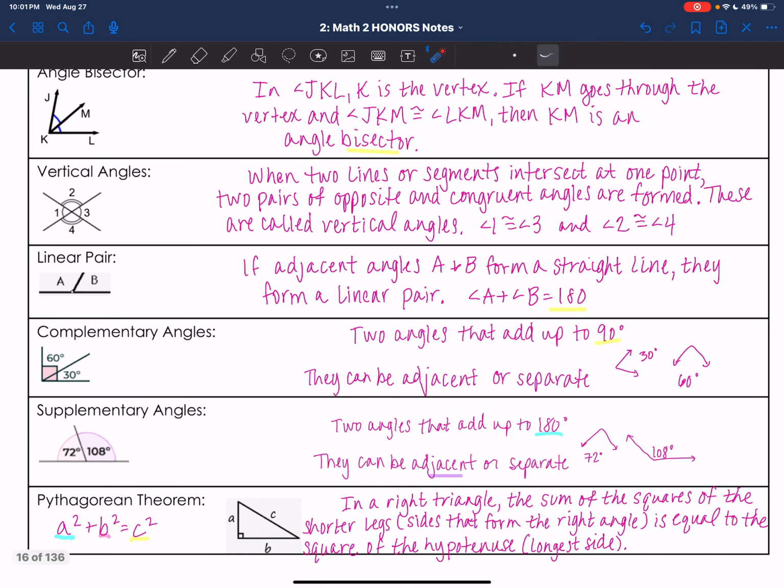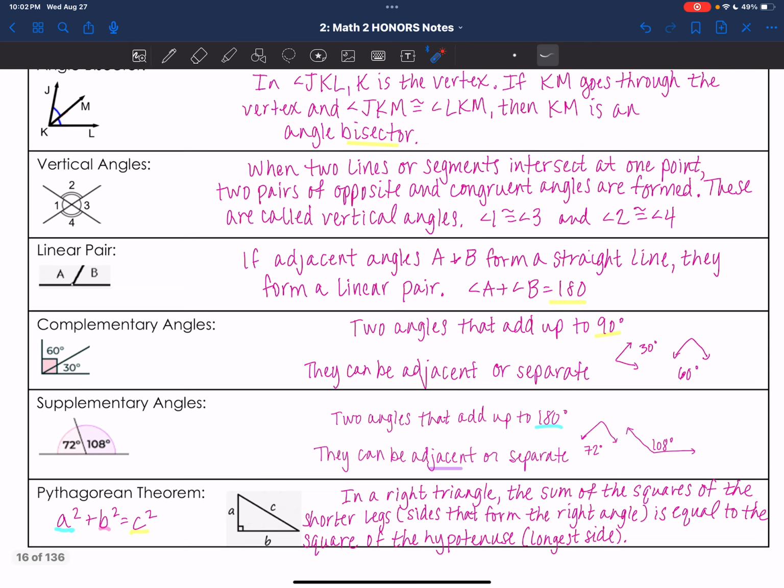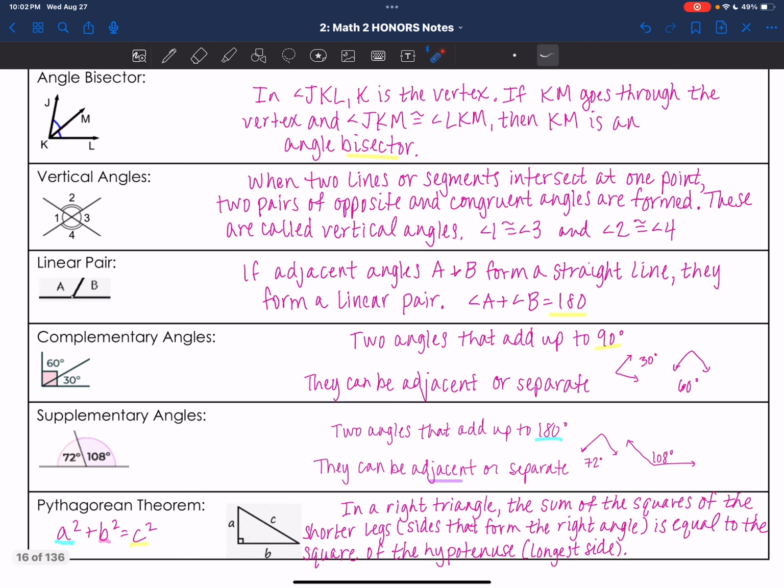Vertical angles, again, is a review from what you've done before, but it's basically saying that whenever lines intersect, the opposite angles at the point where they intersect are going to be congruent. So this is congruent to that because they're across an intersection point. And then 1 is congruent to 3 because they are across, where the two lines intersect. So there's your examples here.